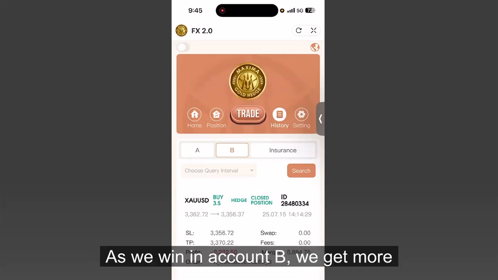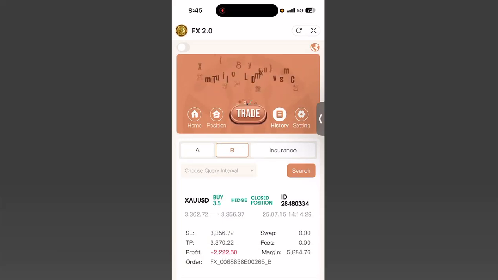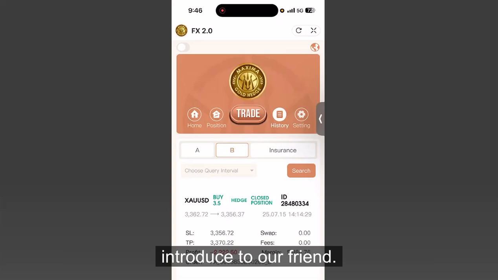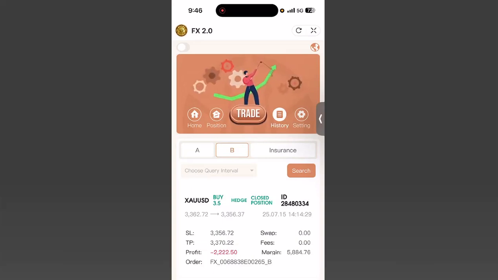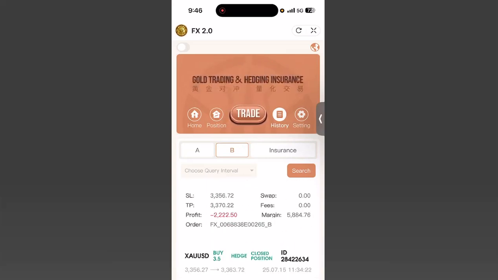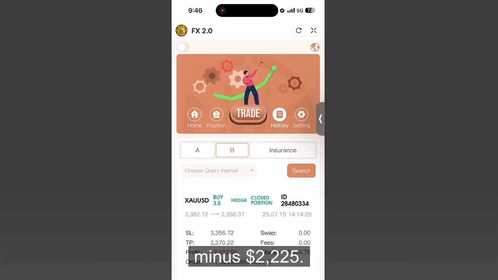As we win in account B, we get more profit sharing among our leaders, our members, among our introducers, and among those whom we introduce to our friends. If we introduce to our friend, we are also the introducer. So we want everybody to win in B as much as you can. So when you come over here, you can see that there is a profit of minus 2,222.5.